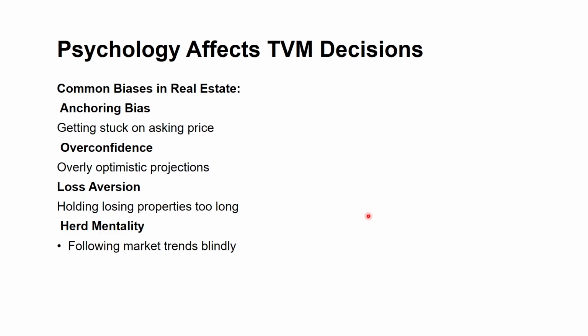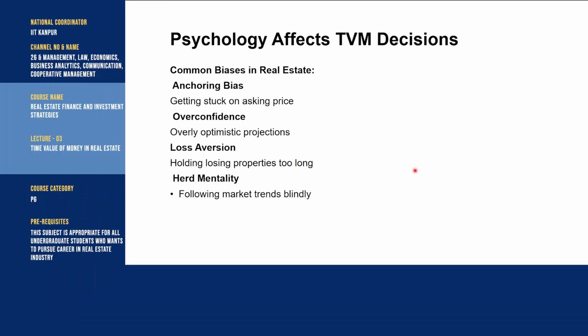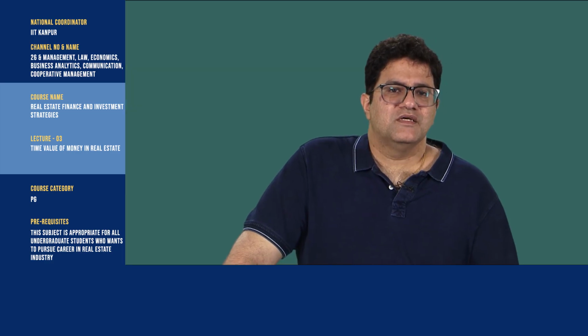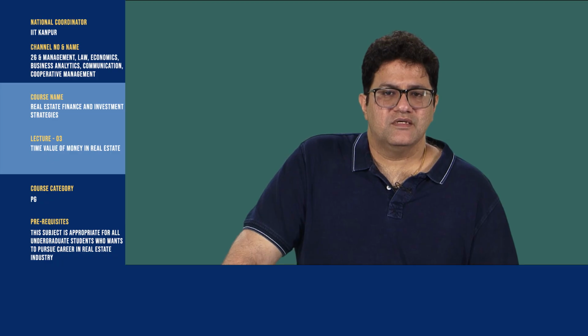Then there is overconfidence. Overconfidence leads to overly optimistic projection about rental growth, appreciation, or our ability to time markets. Loss aversion makes us hold losing properties too long, hoping to break even rather than cutting losses and redeploying capital. So, overconfidence in our projections. We have just seen that small changes in our rent projection can lead to drastic impact on our final conclusions on NPV, IRR. And when we are making these assumptions, they should be realistic. Okay.